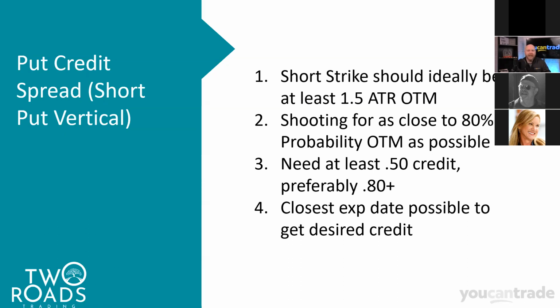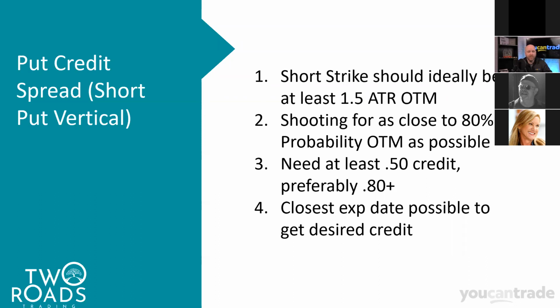You just don't want to compromise on everything. If you're compromising on all of these, or on the first 3, then it's not a valid trade setup. You can tweak one, maybe 2 of these a little bit, but if, for example, you're only 1 average true range out of the money and you're at 70% probability of being out of the money, that to me is just not a valid setup, at least within the options chain. So again, we are shooting for as close to 80% probability out of the money as possible. That's something I always put on my option charts.